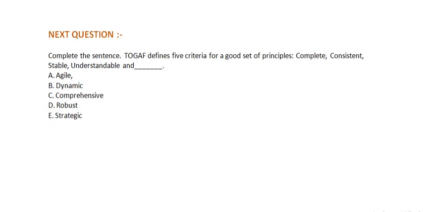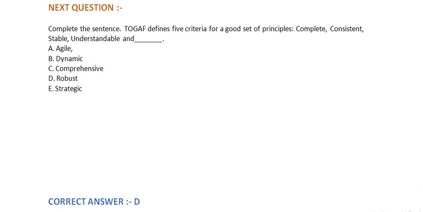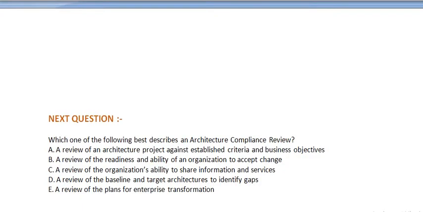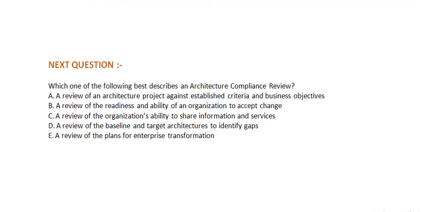The correct answer is option D. Next question is, which of the following best describes architecture compliance review? Option A, review of an architecture project against established criteria and business objectives. Option B, review of the readiness and ability of an organization to accept change.